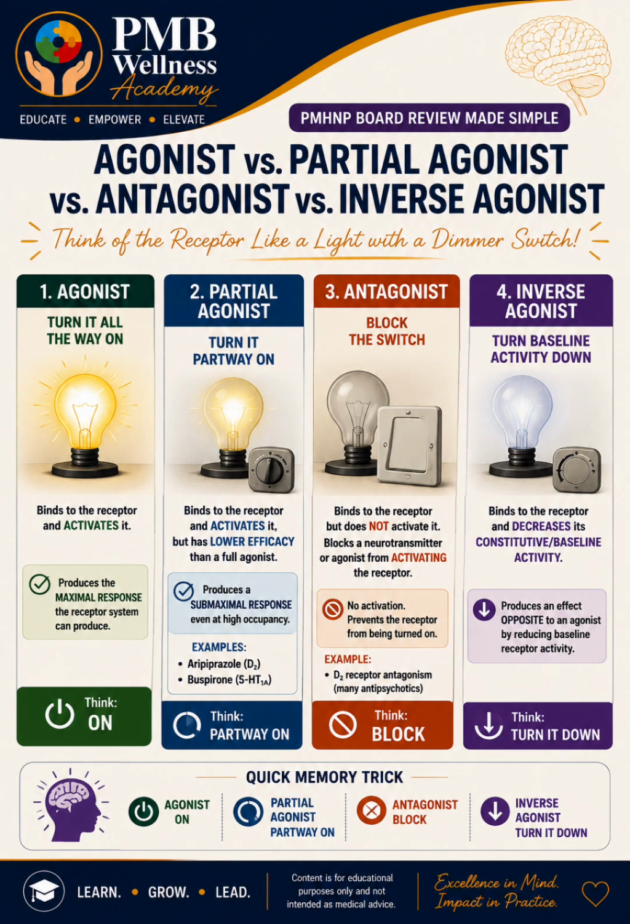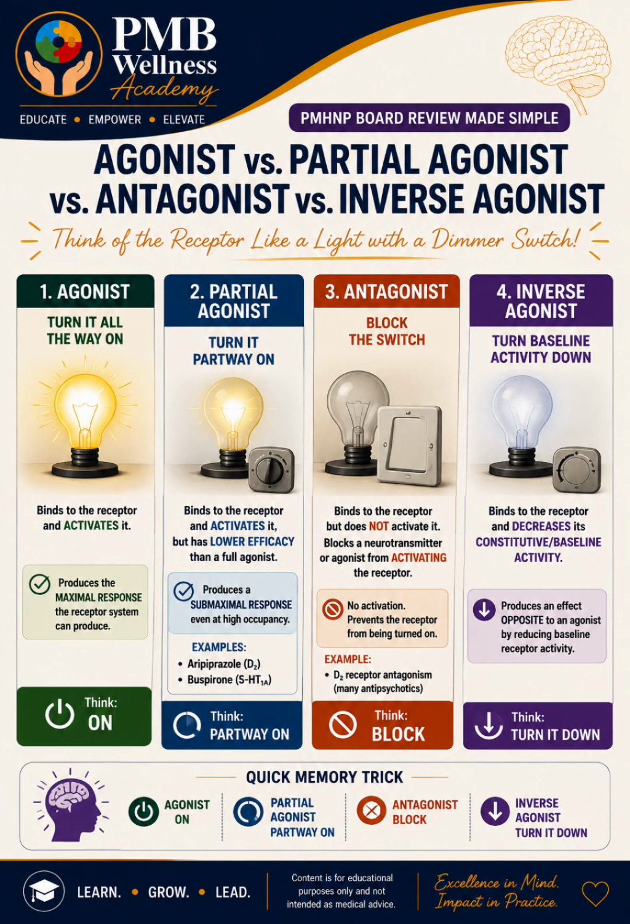Partial agonist equals turn it partway on. A partial agonist also binds to and activates the receptor, but it has a lower efficacy than a full agonist. Think about turning a dimmer switch partway on. The light is on, but it's not at full brightness. Two high-yield examples: aripiprazole is a D2 partial agonist. Buspirone is a 5-HT1A partial agonist. Remember, partial agonist equals partway on.